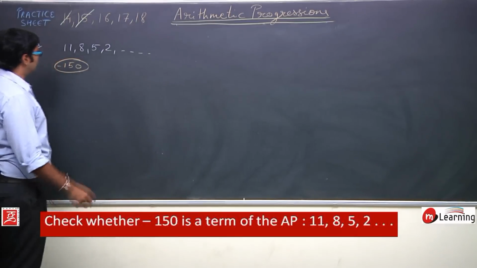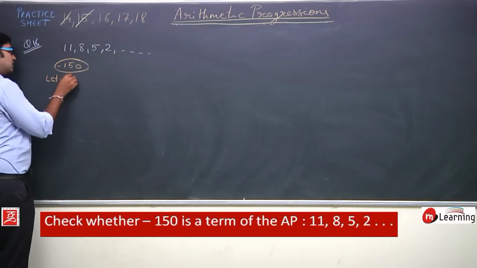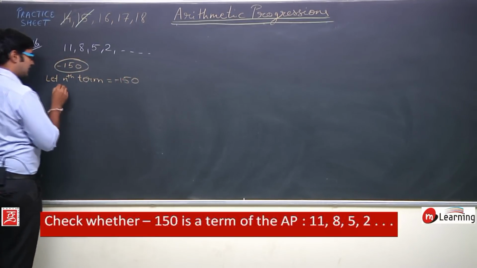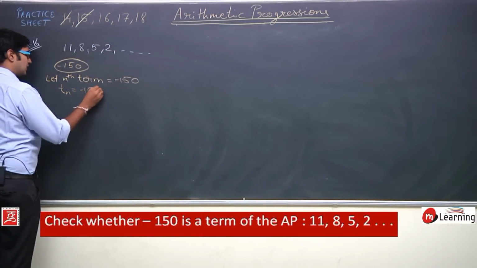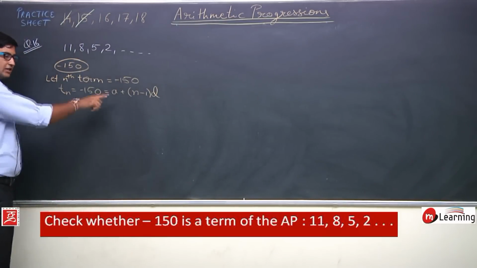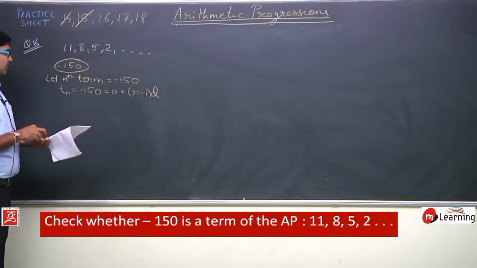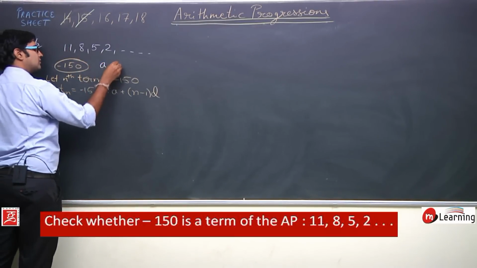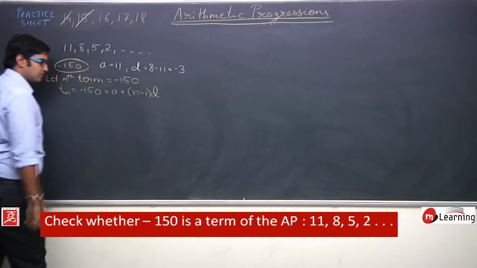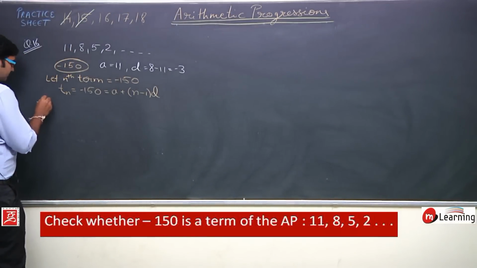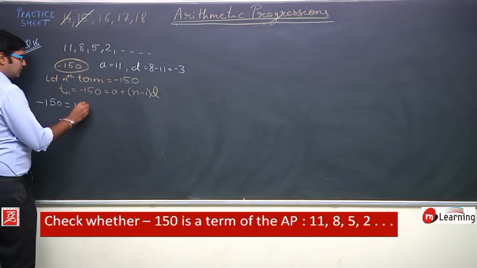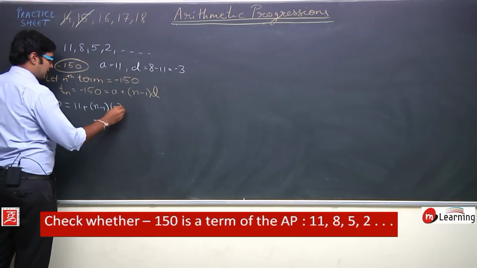Okay, so what we are going to do, let the nth term be equal to minus 150. That is, Tn is equal to minus 150, and we will write a plus n minus 1 into d, because this is the formula for the nth term. Now what is a for this arithmetic progression? a is equal to 11, and what is d? It is 8 minus 11, that is minus 3. So minus 150 is equal to a, which is 11, plus n minus 1 into minus 3.